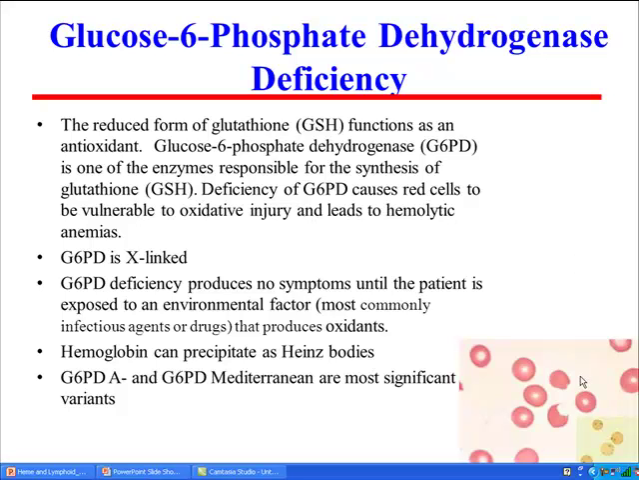Okay, in the lower right hand corner here, in the inset, you can see red blood cells, and inside these red blood cells you can see the Heinz body, these dots right here. These are just denatured globin proteins that have accumulated in the red blood cells because of the increase in oxidative stress due to the deficiency of this G6PD enzyme.